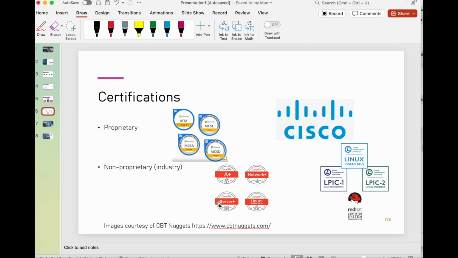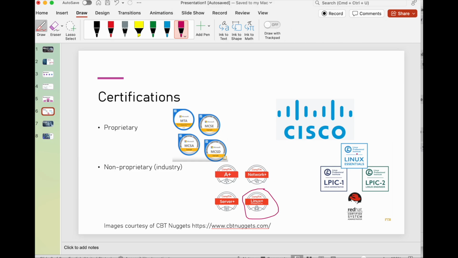Some of these you take once, and some you're going to have to take again every 3 years. So we have A+, Net+, Server+, and Linux+. Of these four, the ones that get the most respect are probably Server+, and definitely Linux+. Linux+ is, out of these four, probably the one that is most worth its salt.